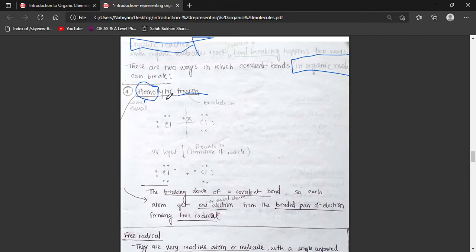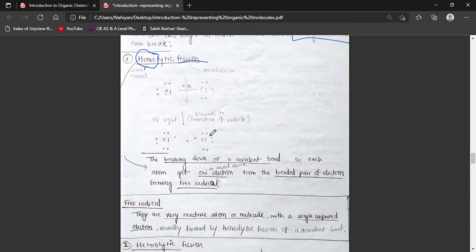So there are two parts: one is homolytic and the other is fission. Homo means same or equal. Have a look at a Cl atom or a Cl2 molecule. A Cl atom has 1, 2, 3, 4, 5, 6, and 7 electrons, so it needs one more to make a bond, so that in the outer shell it has 8 electrons.